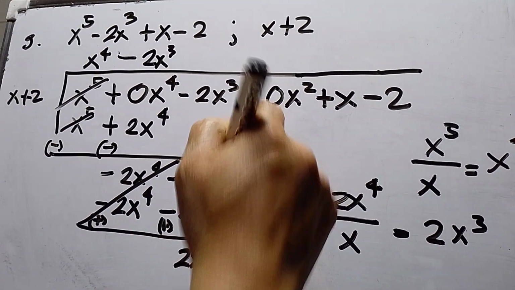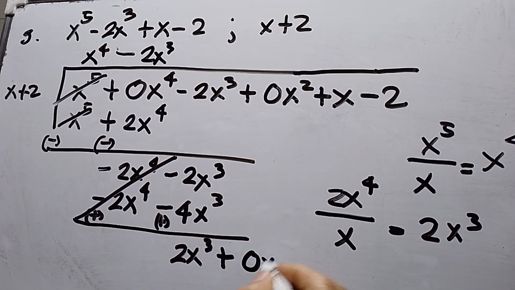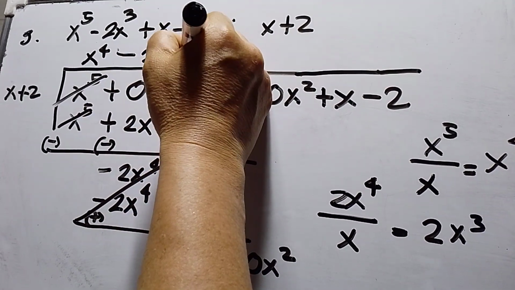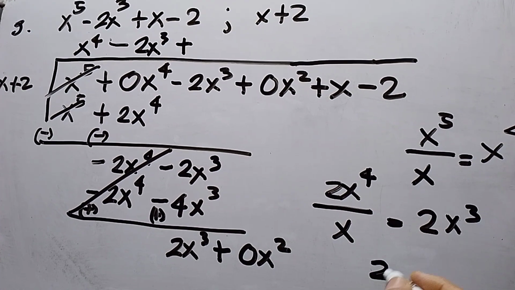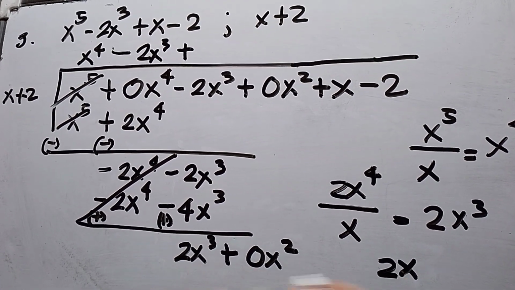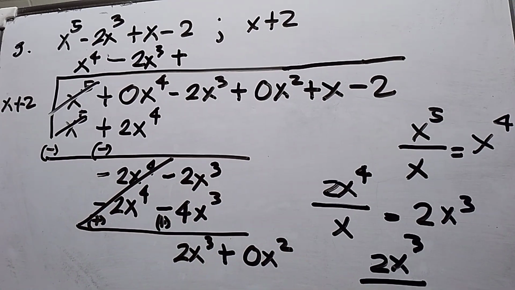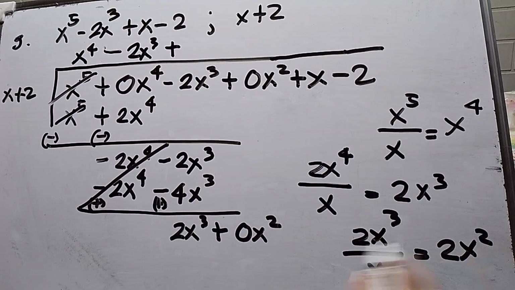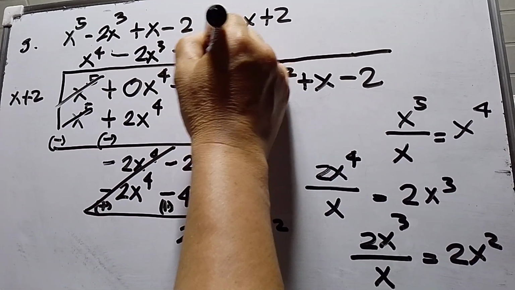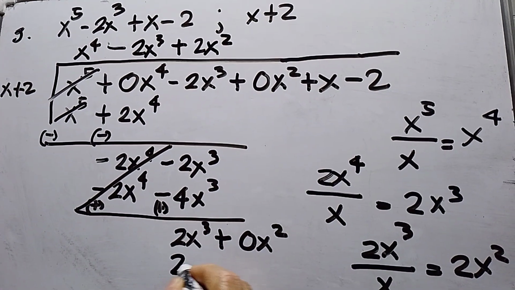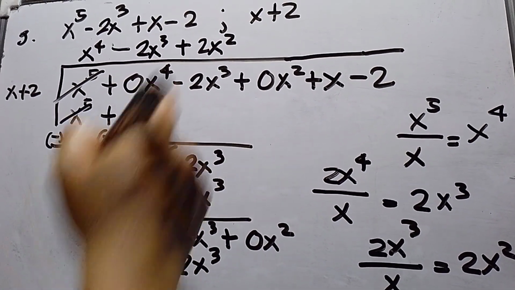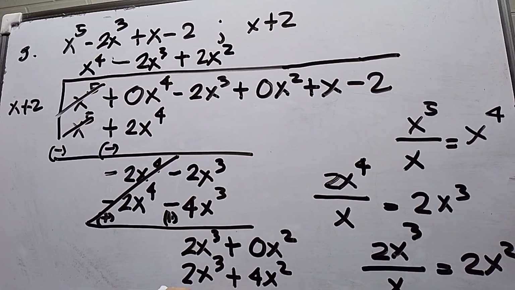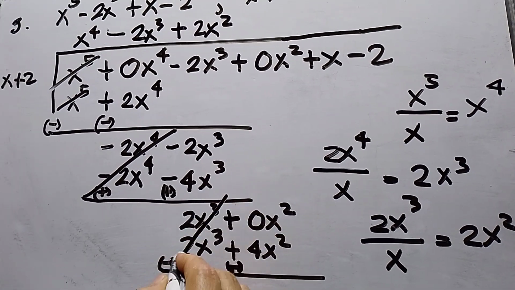And then I need to bring down this one, plus 0x squared. Since the first term of my new dividend is positive, this will also be plus. Again, divide the first term of the new dividend by the first term of the divisor. So 2x cubed divided by x will be x squared, so I have here 2x squared. And then multiply, this will be 2x cubed, then plus 4x squared. Again, change the sign of the product, so this will be crossed out.